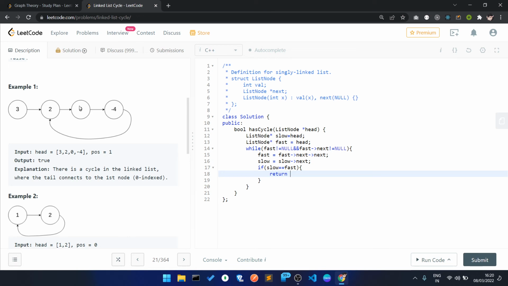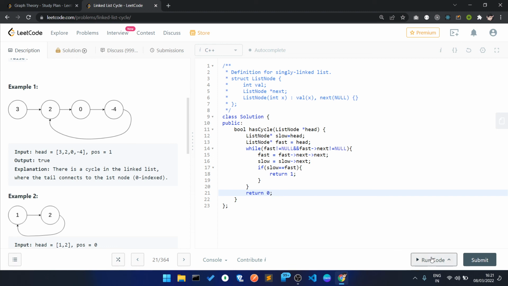Now my slow is here, it takes one step, and my fast pointer takes two steps, and it also reaches -4. Both are pointing to the same node. It means yes, there is a cycle present. So in that case I'm going to return true. If that's not the case and my fast reaches null, it shows there's no cycle. Otherwise, if I can't reach null, it means a cycle is present. If I reach null, it means a cycle is not present.